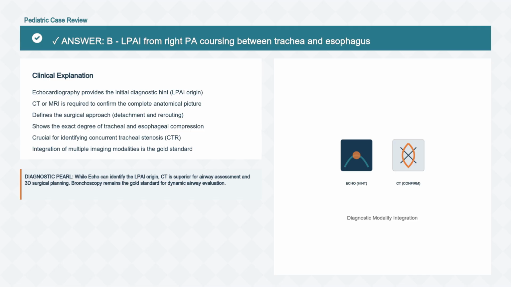While echocardiography provides the initial diagnostic hint of the anomalous origin, computed tomography or magnetic resonance imaging is strictly required to confirm the complete anatomical picture. This cross-sectional imaging defines the precise surgical approach needed.